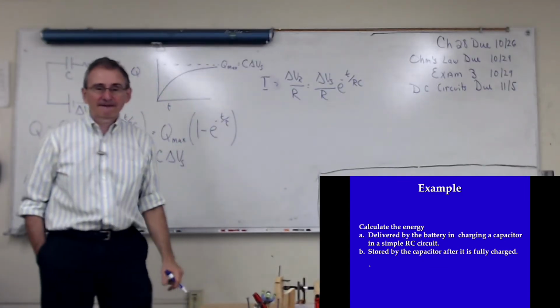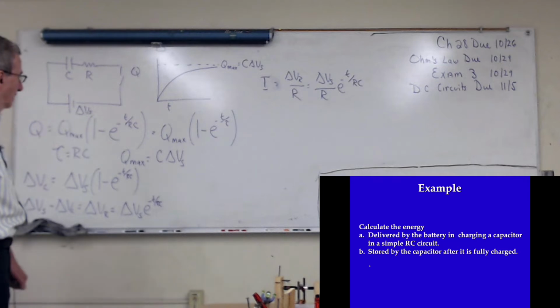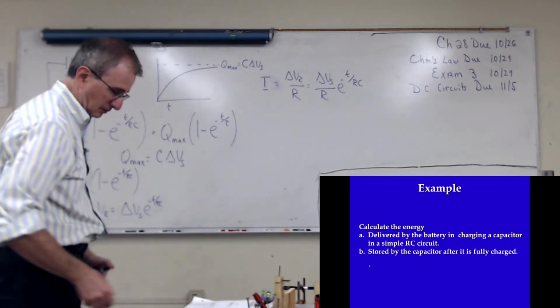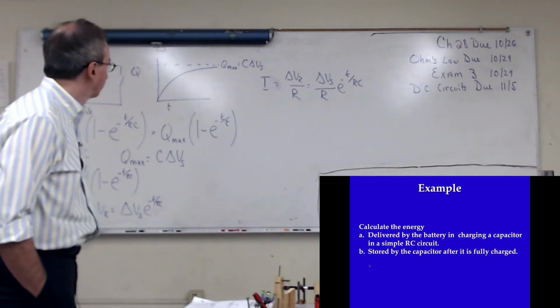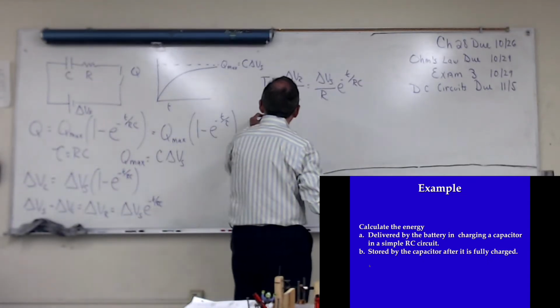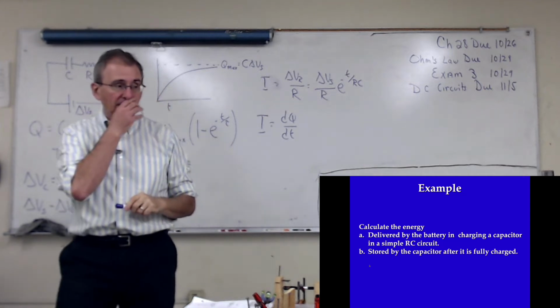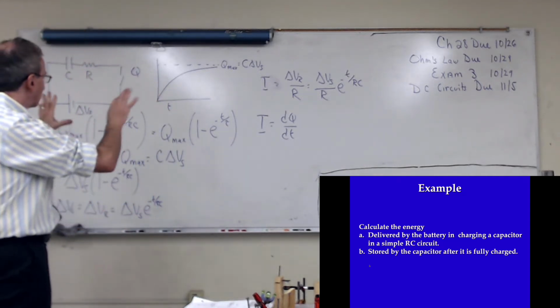So what's another way to get the current? What's another way to figure out the current? Well, another way to figure this out is from Q, because we know I is dq over dt. If you take dq over dt, you'll get this expression. Okay? So these were the main equations we work with.